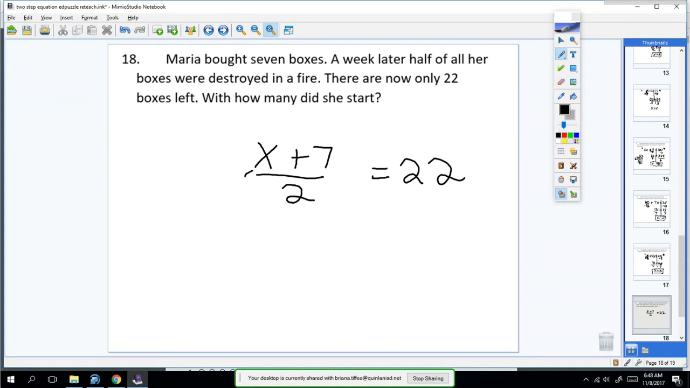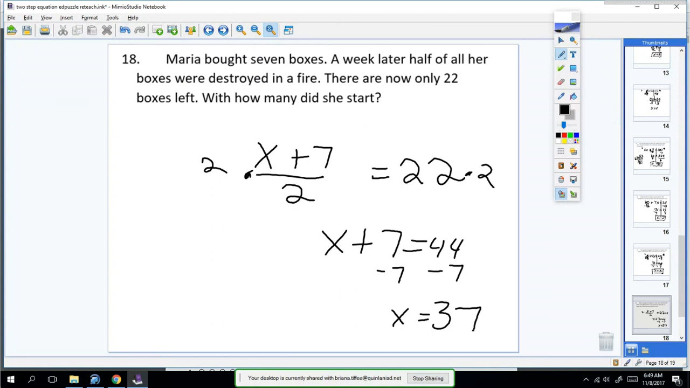Well, this is a little bit different. So you're going to multiply both sides by 2. And you get x plus 7 is equal to 44. And then you're going to subtract 7 from both sides. So 44 minus 7 is 37. So she originally started off with 37 boxes.